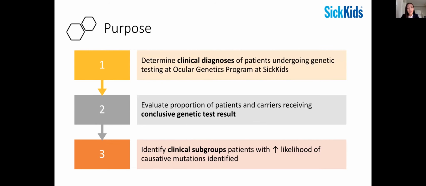So this is a retrospective study that aims to first determine the clinical diagnoses of patients at Sick Kids, evaluate the proportion of IRD patients seen, including the probands for the patients and the carriers who are the family members, of having conclusive genetic testing results. And thirdly, to identify clinical subgroups of patients with a higher likelihood of having causative mutations identified.